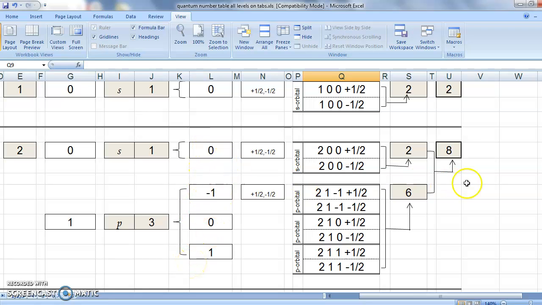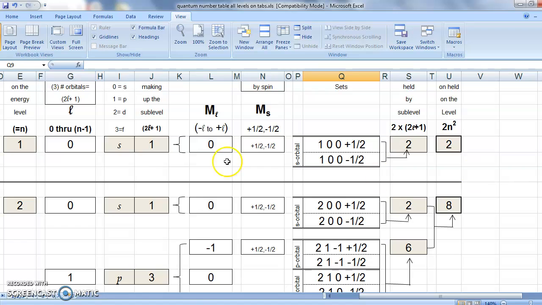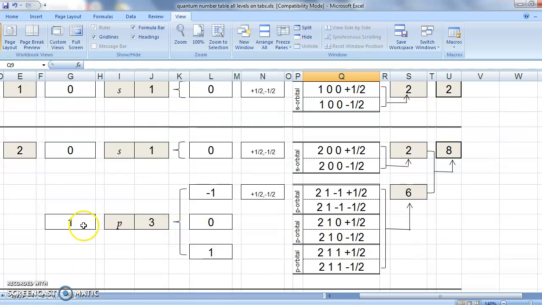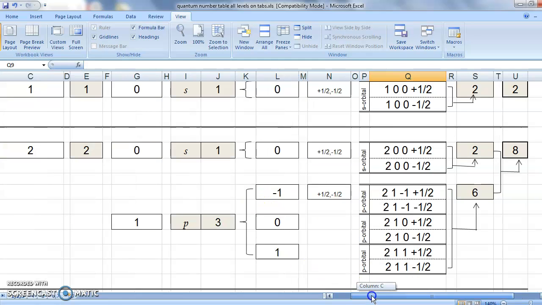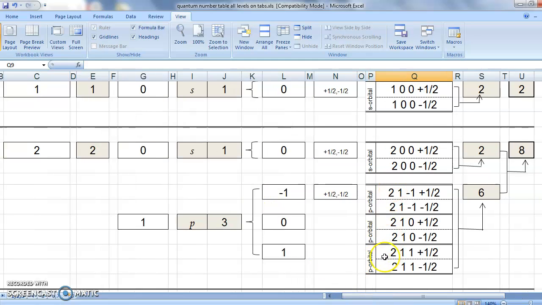Because that third number, the m sub l, is my third quantum number. It's minus the second number to positive the second number. Minus 1, 0, 1. The fourth number is always plus half, minus half. So where do I get these 6 numbers I need? 2, 1, minus 1, plus half. That's this set of numbers.